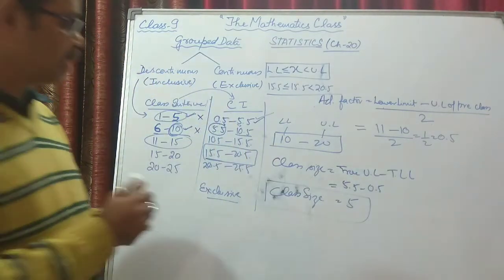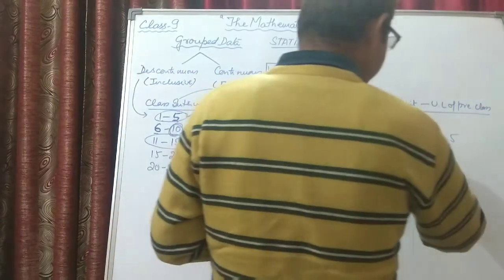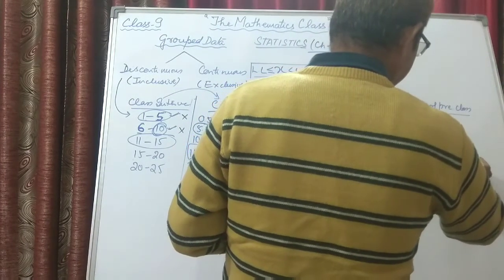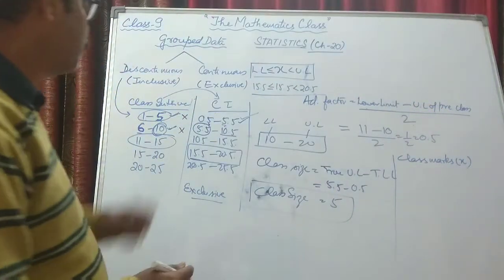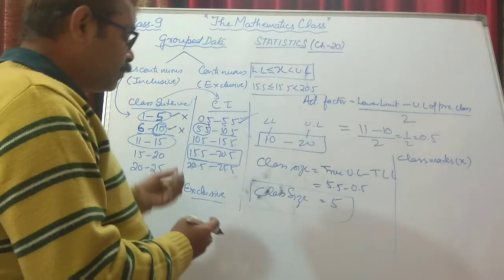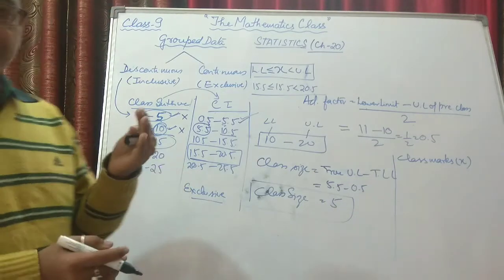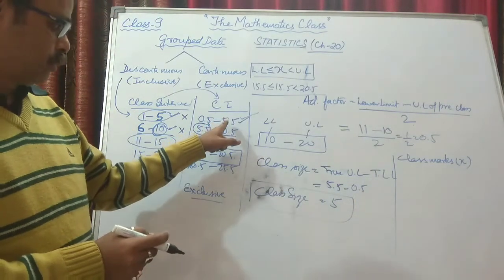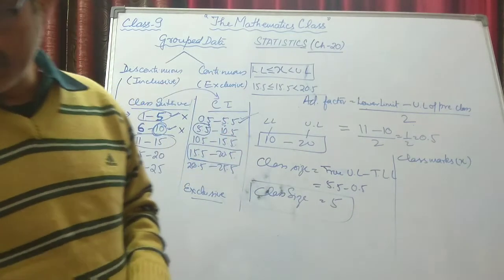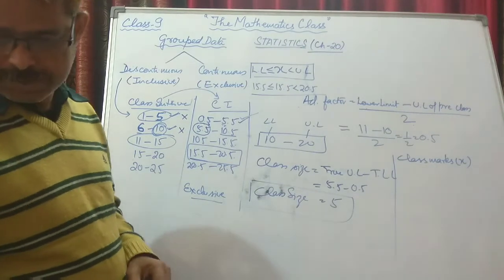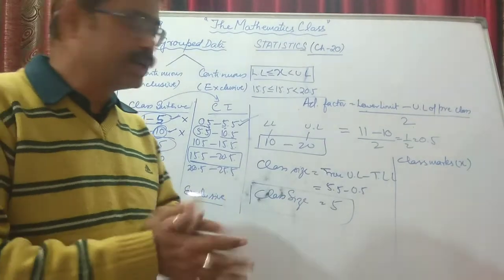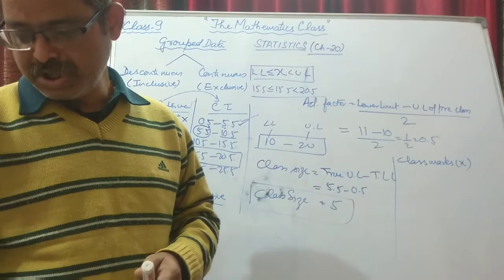Now there is one more word, that is class marks, that is denoted by X. Class marks is the mid value of any class interval, and the class interval needs to be continuous. So upper plus lower divided by 2, that is the class marks. So I hope these are the basic things that you needed to know. Now we move on to the questions.